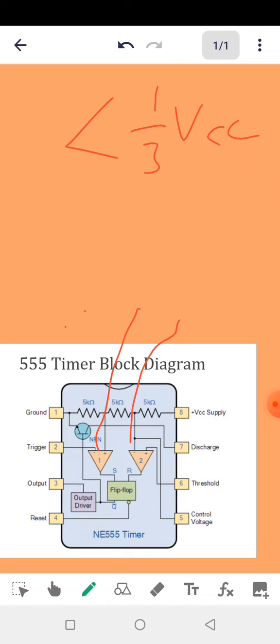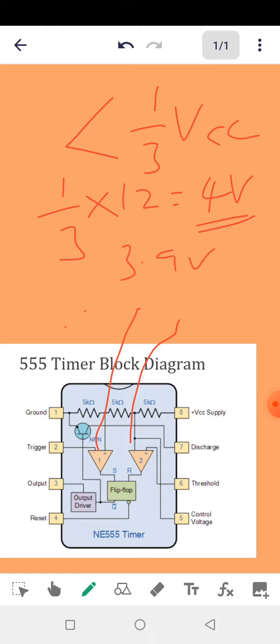So let's say we are using 12 volts to power the 555 timer. 1/3 of 12 volts is going to be 4 volts. So if I get any voltage less than 4 volts, even if it is 3.9 volts, I have triggered the 555 timer. And when we trigger the 555 timer, the result is pin 3 comes alive.